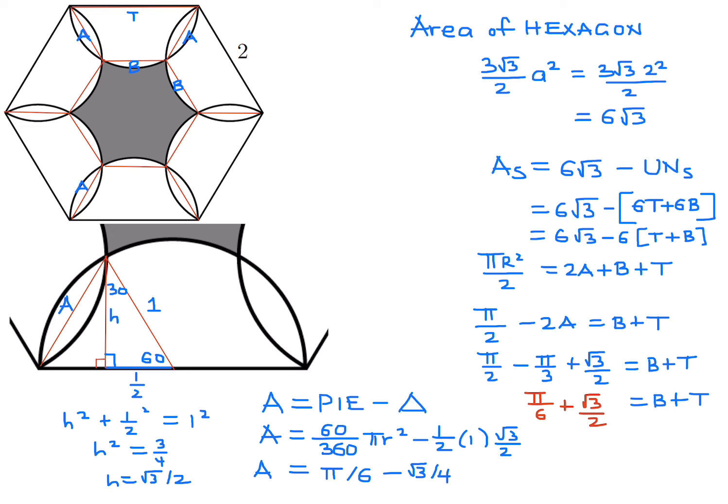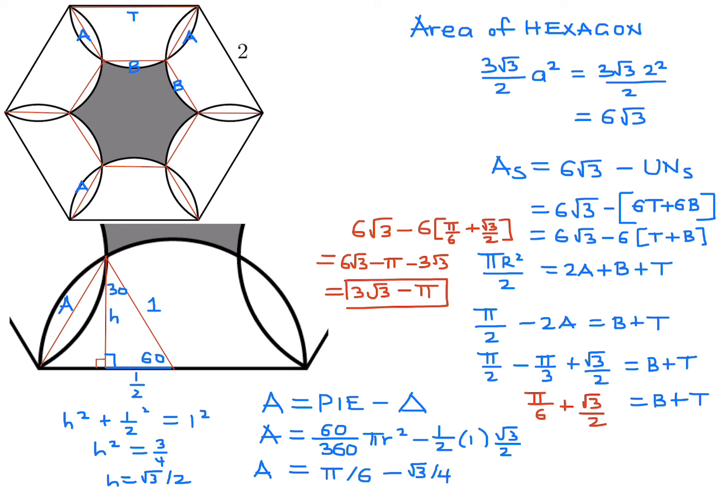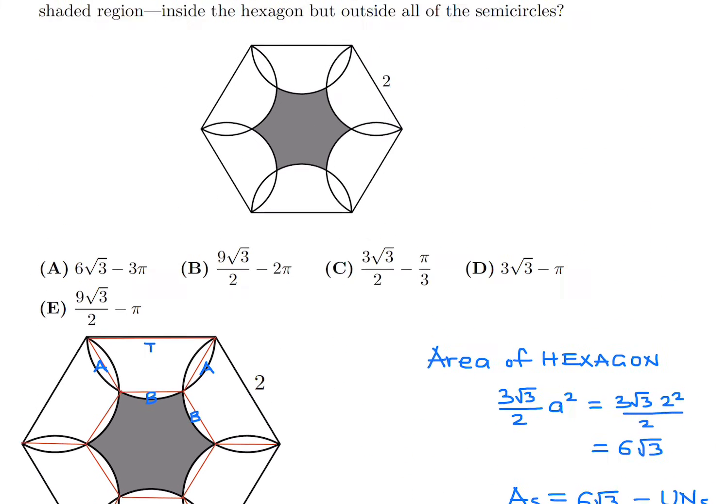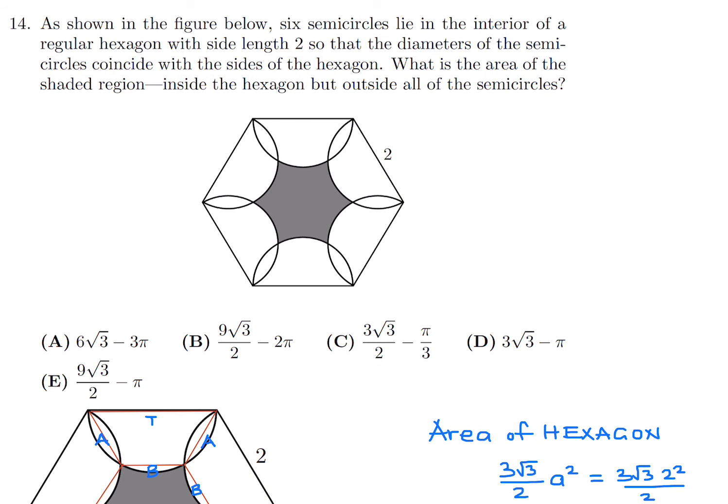Sub it in. So that's 6 root 3 minus 6 times pi over 6 plus root 3 over 2. So that becomes 6 root 3 minus pi minus 3 root 3, and that is 3 root 3 minus pi. There we go. And like I said, there's several other strategies, but I like this method of explaining it. 3 root 3 minus pi is D for number 14.